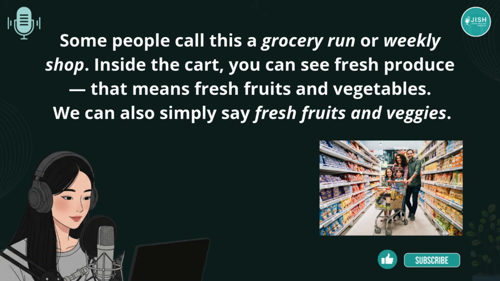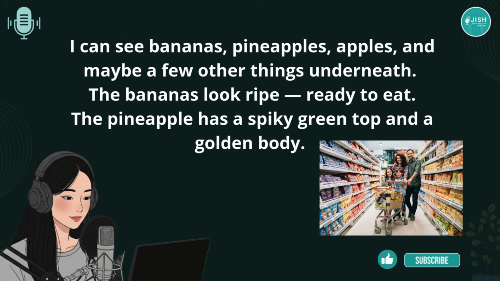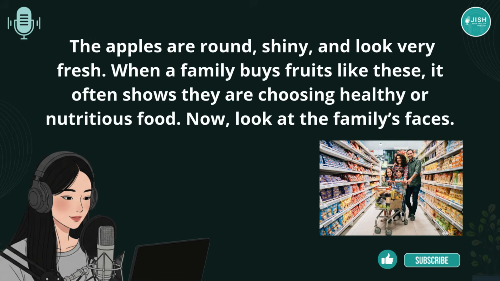Inside the cart, you can see fresh produce. That means fresh fruits and vegetables. We can also simply say fresh fruits and veggies. I can see bananas, pineapples, apples, and maybe a few other things underneath. The bananas look ripe, ready to eat. The pineapple has a spiky green top and a golden body. The apples are round, shiny, and look very fresh. When a family buys fruits like these, it often shows they are choosing healthy or nutritious food.